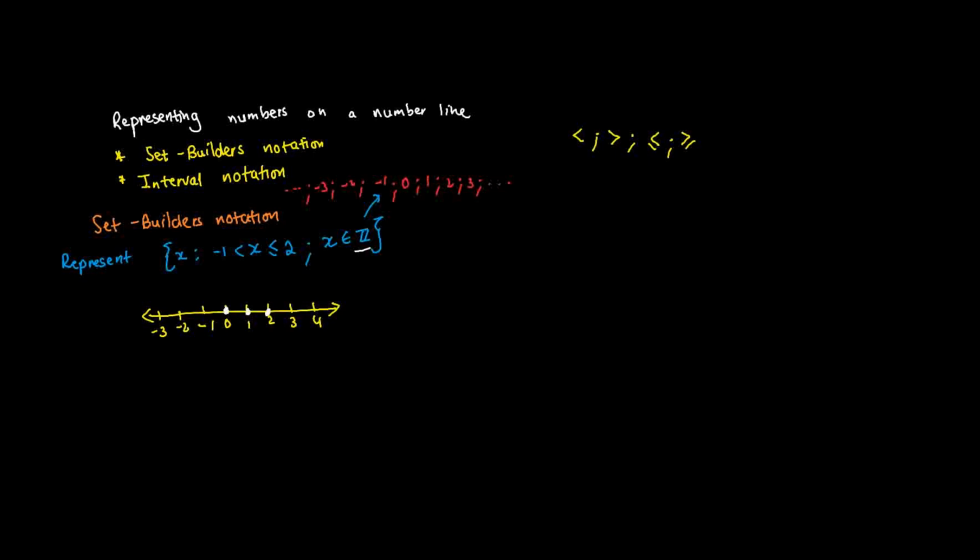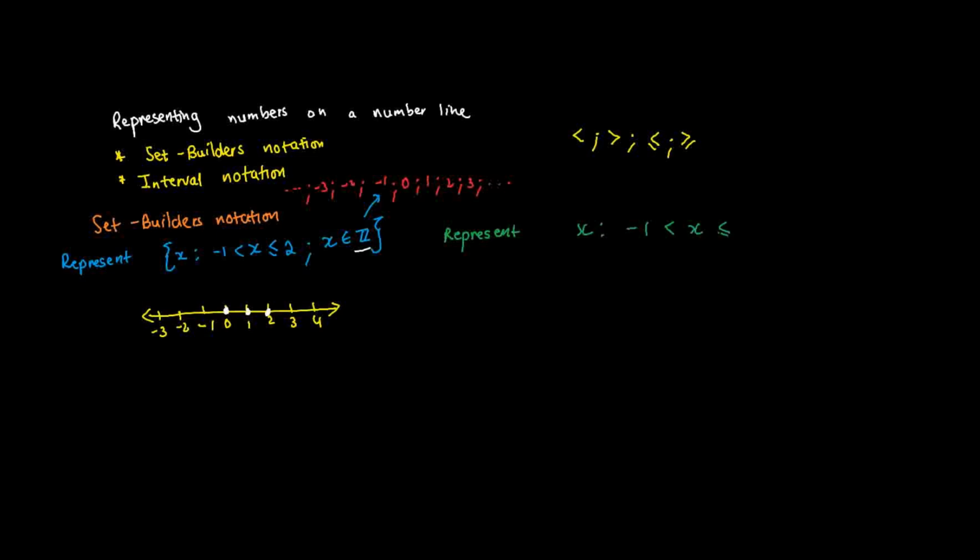So what I want us to do now, actually, I'm doing one example very quickly because there's quite a lot of examples that we're going to discuss. But let's represent x is a set of negative 1.